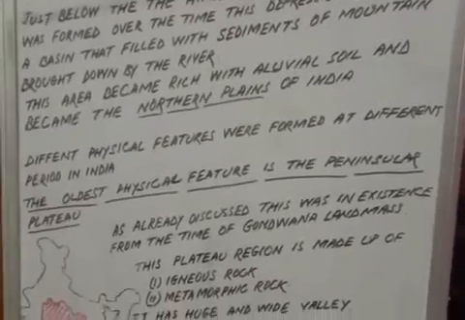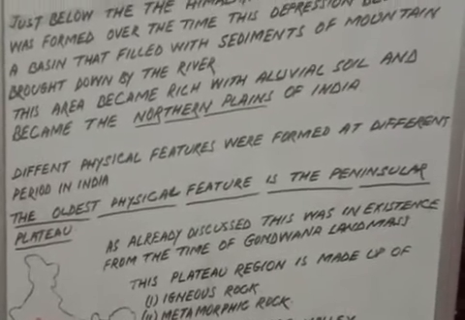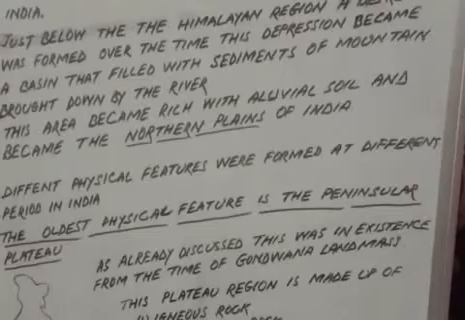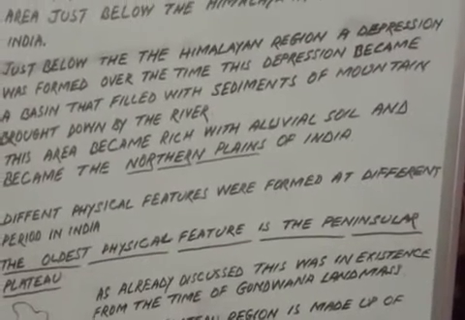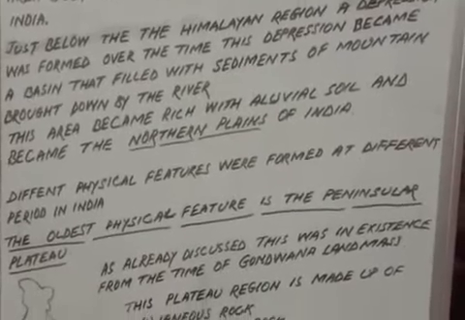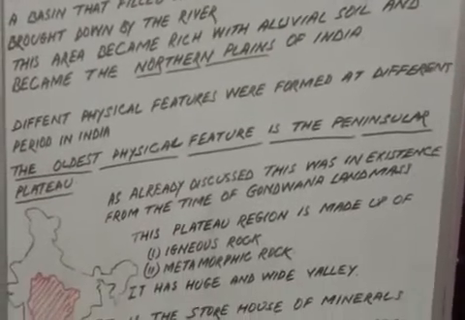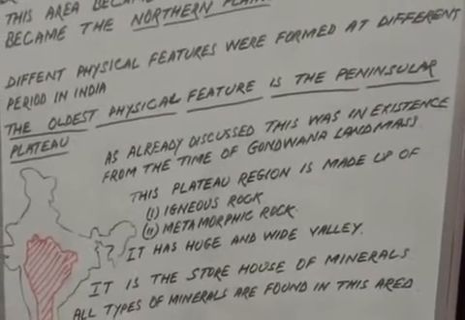Different physical features were formed at different periods in India. I have told you previously that we will be discussing mountains, plateaus, desert, islands, all these features. All these features did not form at the same time. It took time, and they formed at different periods. Now we will come to one of the oldest features. The oldest physical feature is the peninsular plateau.